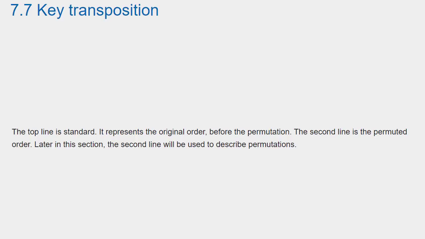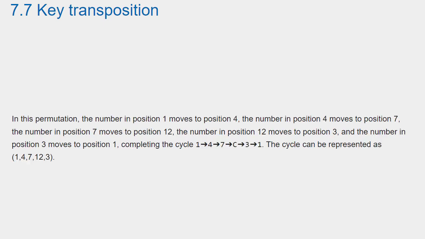The top line is standard. It represents the original order before the permutation. The second line is the permuted order. Later in this section, the second line will be used to describe permutations.